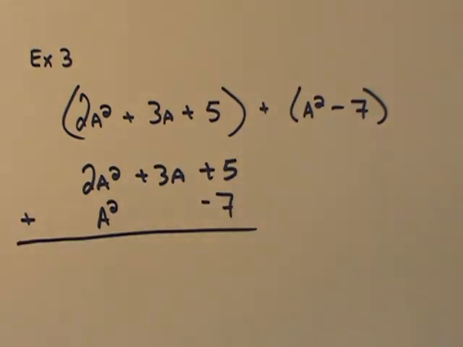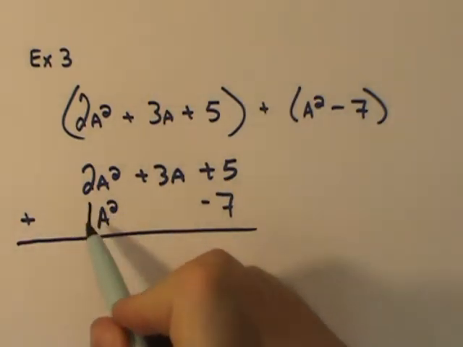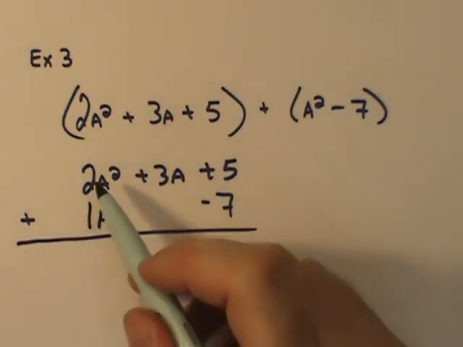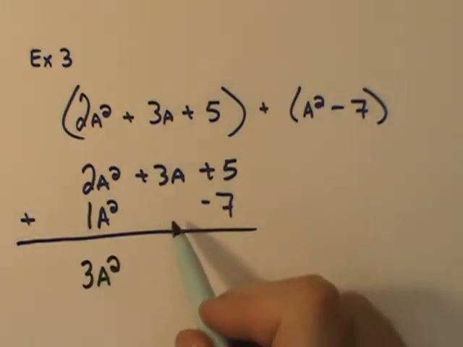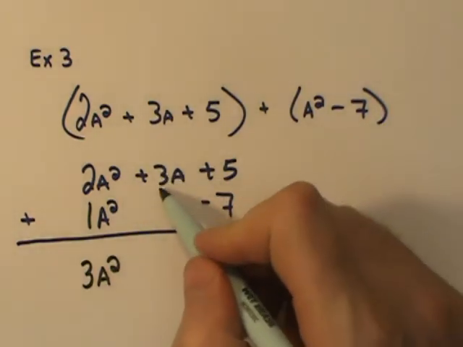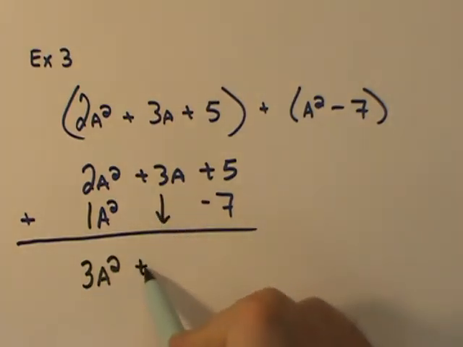Now as I add these, another common mistake for kids is they don't think about what they're doing. How many a squareds do you see? You see 2 here. How many are here? Hopefully you answer by saying, there's one of those there. And so if you have 2 plus 1, that would give you 3 a squareds. Notice for the middle term, there was nothing for it to combine with, so it's just going to come straight down as a plus 3a.